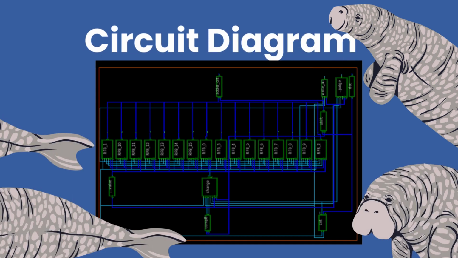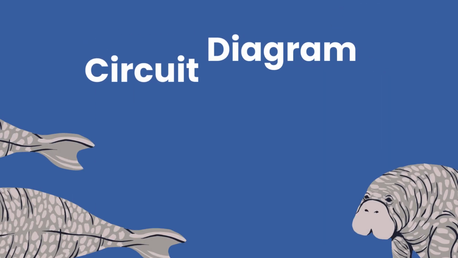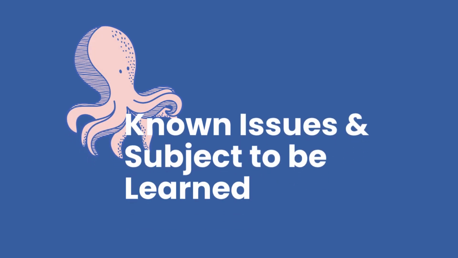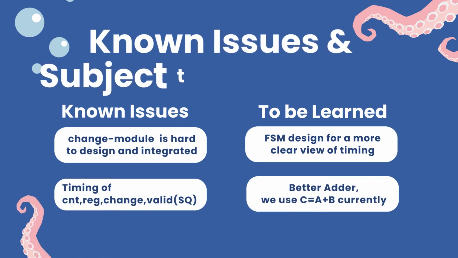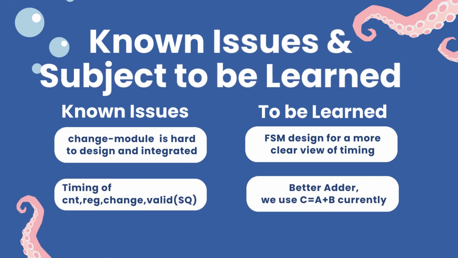And this is our circuit diagram, which we synthesized. The next one is known issues and the subjects to be learned. For known issues, the first thing is that the chain module is hard to design and integrate. The second one is the timing of the counter register change and value, that is, we don't actually know whether the counter register change and value will synchronize. And for the to-be-learned part, the first one is FSM design for a clearer view of timing.